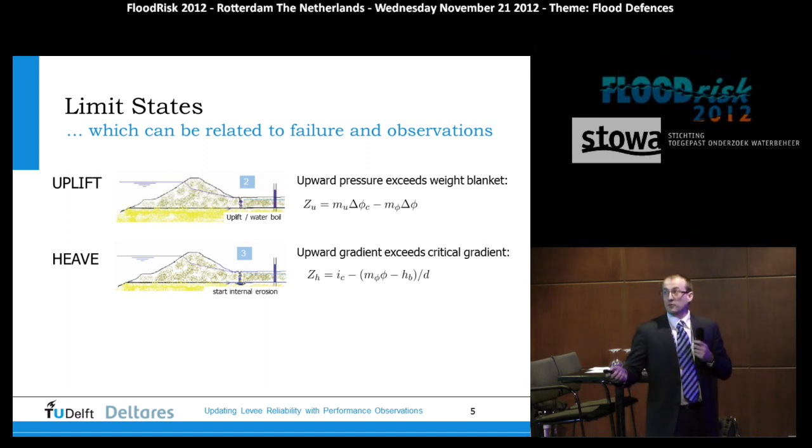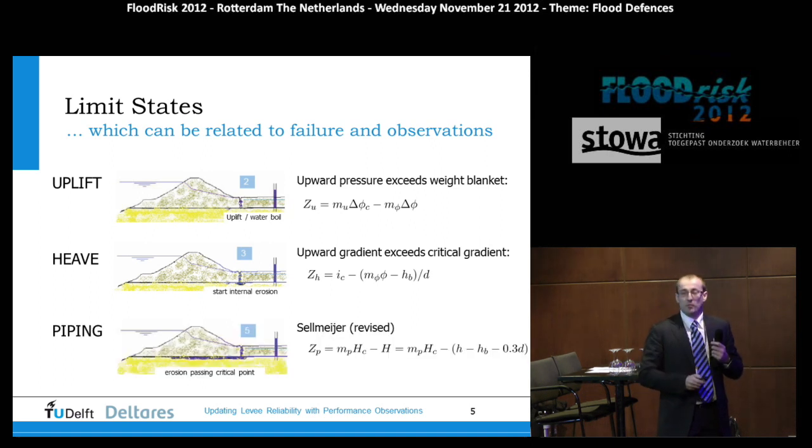Heave would describe the start of erosion. So if the critical gradient in this blanket is higher than a critical value to start moving sand grains, you can get heave. And for piping, typically here we use the model developed by Sellmeijer, which is an average gradient-based model which compares the gradient or the head difference over the structure to a critical value, which is modeled by this model of Sellmeijer, taking into account the soil properties.